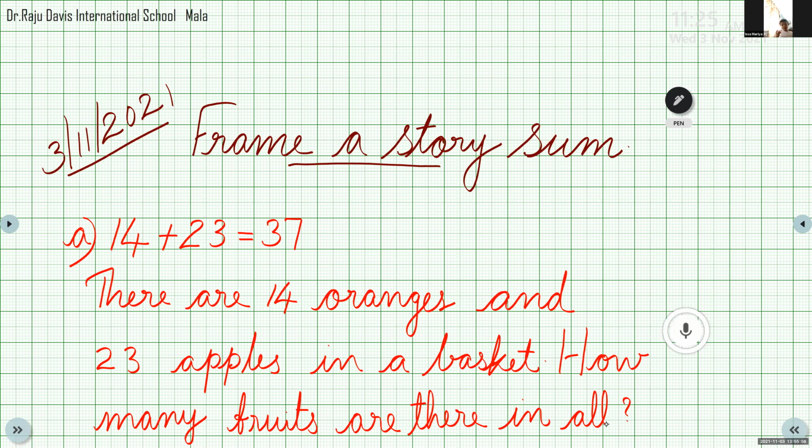Ma'am, write the answer. This is the answer. Now no need to write the steps and all. This is the answer. So when you're getting a question like "frame a question," listen, my dears. Whenever you are getting a question like this, you have to write this one only. No need to write the steps and all for this. This is the answer. Finished.